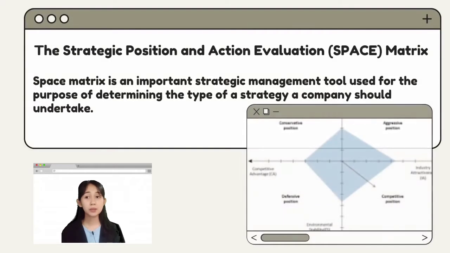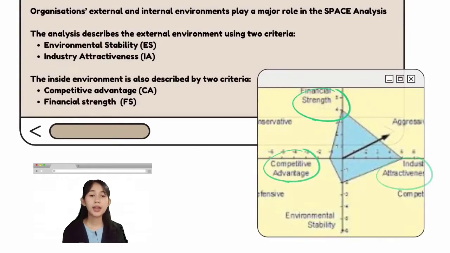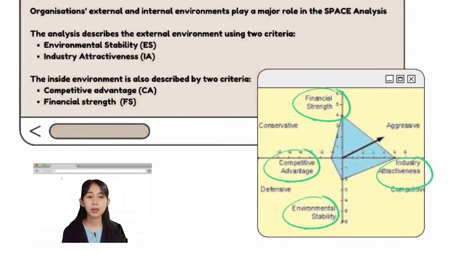Now, the next matrix is the Strategic Position and Action Evaluation or SPACE matrix. SPACE matrix is an important strategic management tool used for the purpose of determining the types of strategy a company should undertake. A SPACE analysis makes it easier for upper management to make strategic choices and decisions and create a plan. Organization external and internal environments play a major role in the SPACE matrix.